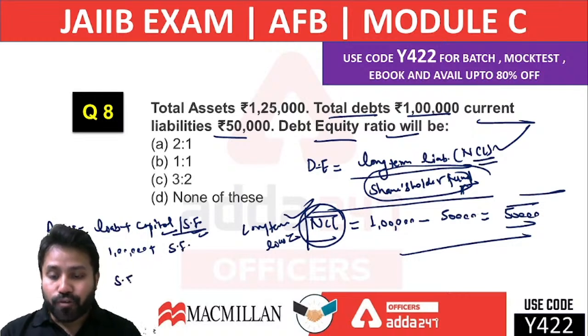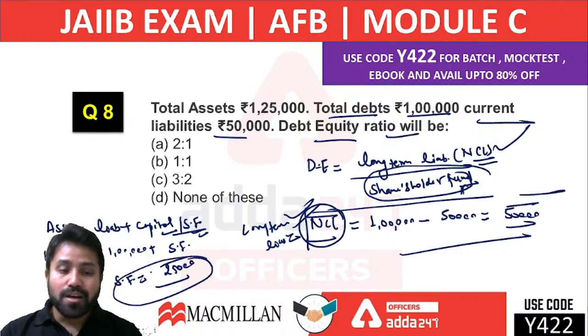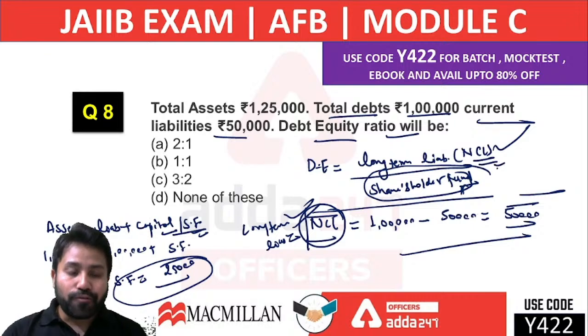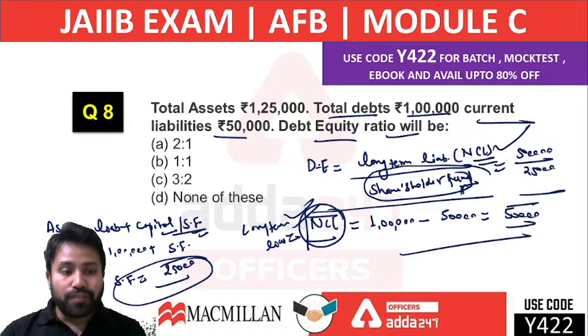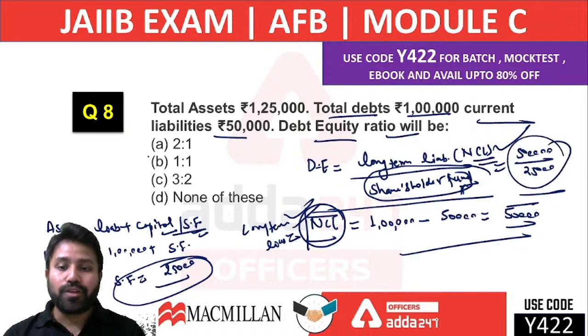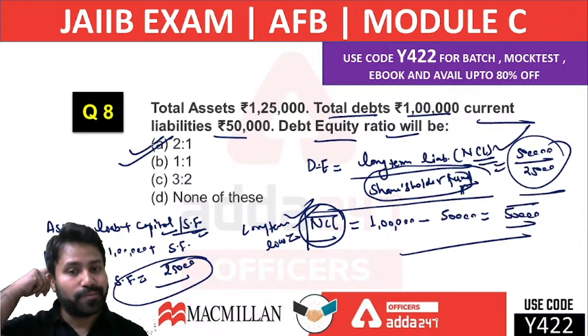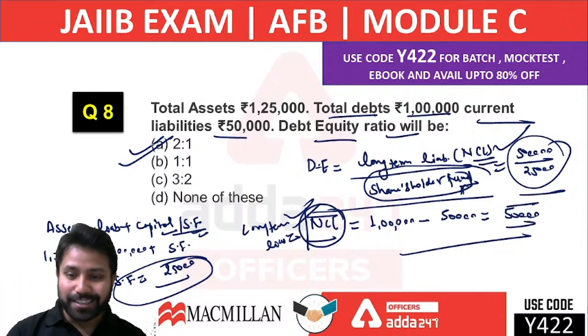If I ask you what the shareholders fund will be, you will say 25,000. Now you only have to put in the values: 50,000 divided by 25,000, which is equal to 2:1. That would be the correct answer to this question. I'm hoping that everyone is understanding all these concepts, right?